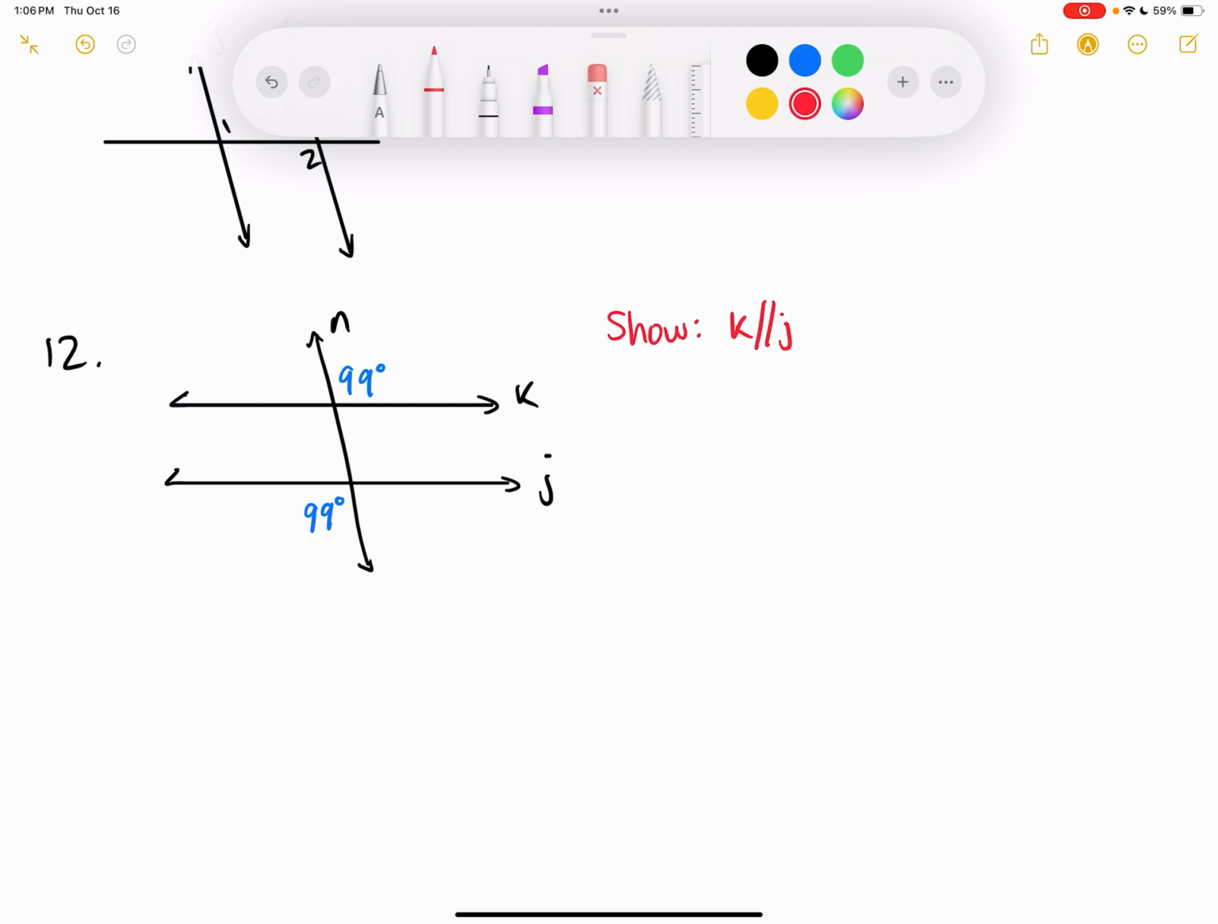Alternate exterior angles converse. Yep. Anytime we're trying to prove that something's parallel, it's going to be the converse for it. Obviously, I know you don't all have them in front of you right now. That's what your theorem and postulate book is for. Right now, I'm just asking you to wing it, essentially.